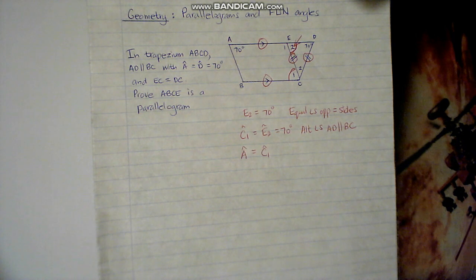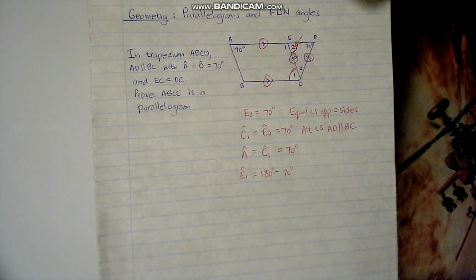We are trying to prove that the diagram on the right hand side of the combined figure is a parm. In other words, we are trying to prove that ABCE is a parm. We can see that A1 is now equal to C1 because they are both 70. We can now calculate E1.